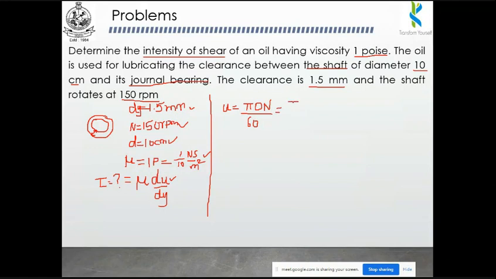So you can directly apply here. The value for pi is 3.14, it is a constant. Pi into 10 centimeter will be marked as 0.1 meter. Similarly, the speed is 150 rpm, divided by 60. If you do that, you will get the final velocity, that is called u2. So what is the answer for this?